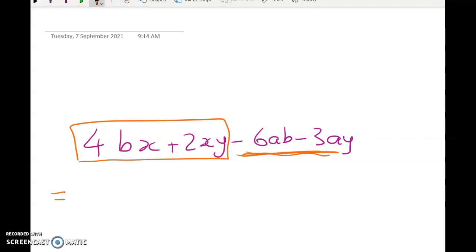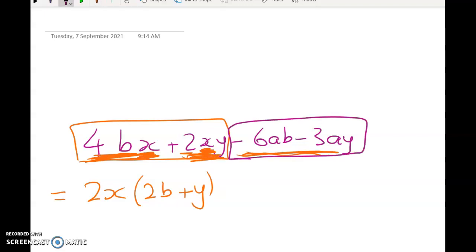So for these first 2 terms, look at my numbers first. The highest common factor is 2. Look at my b's. Have I got a b here? No, so b's not it. Look at my x's. I've got x here and I've got x here. So it's 2x, right? 2x times what will get me all of this? 2x times 2b. Right, 2x times what will get me all of this? Plus y. Now we do the same thing on this one, and we're going to hope that that 2b plus y pops up again, and it does.